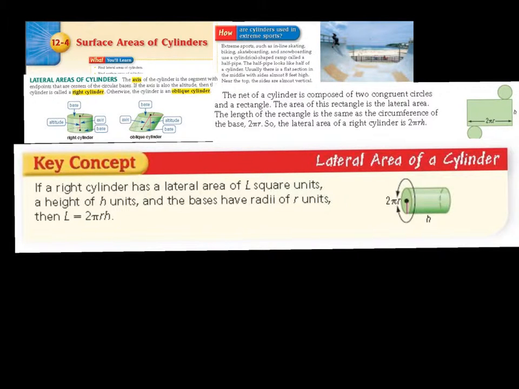So more formally, if a right cylinder has a lateral area of L square units and a height of h units, and the bases have radii of r units, then L equals 2 pi rh.